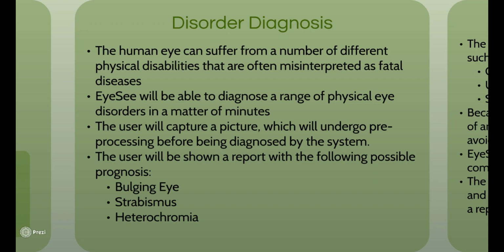The human eye can suffer from a number of physical disorders. These are physical disabilities in the vision or the normal functioning of the eye. EyeSee will cater to a multitude of disorders of the eye, including bulging eyes, cross eyes, strabismus, or heterochromia. And EyeSee will, much like disease diagnosis, use user inputted images to diagnose on pre trained machine learning models and generate a report for the users for their physical disorder diagnosis.